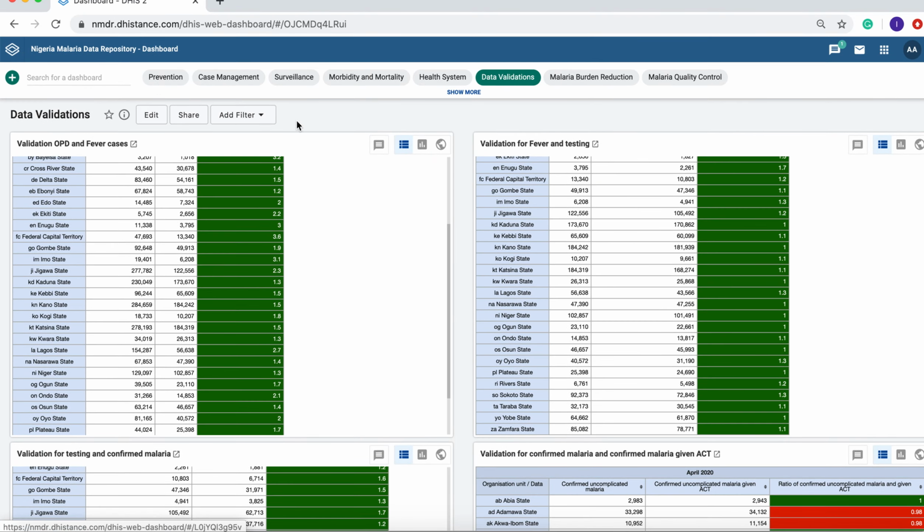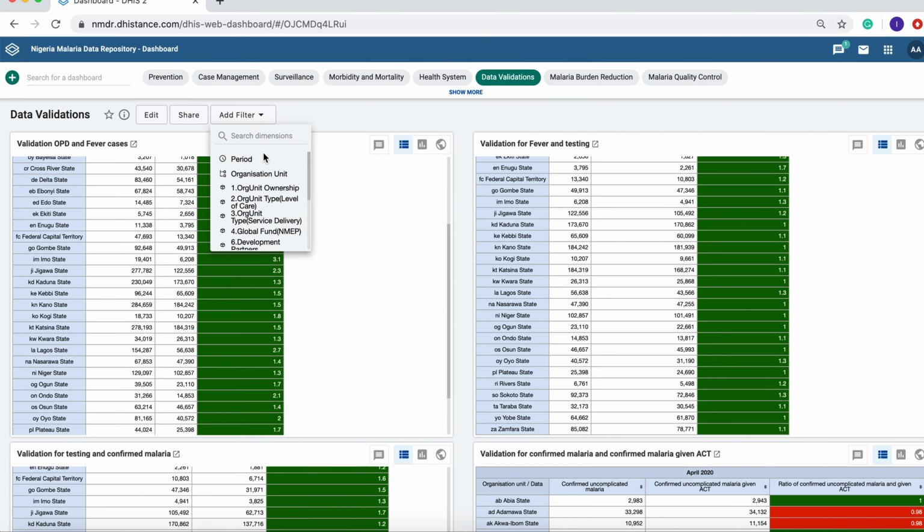Those are some of the data validations to assess for illogical data. But the first thing is for you to look at it by facility, because anything you aggregate to either LGA or ward or state is going to dilute. If a facility has more outpatients, it will dilute the one that has less, and then you won't see what's happening.